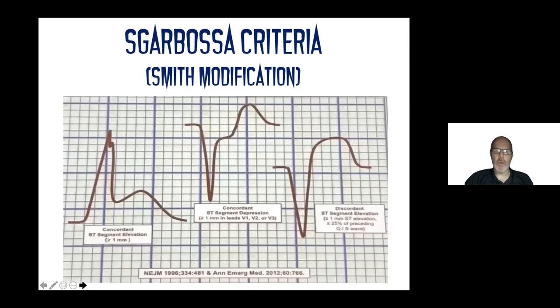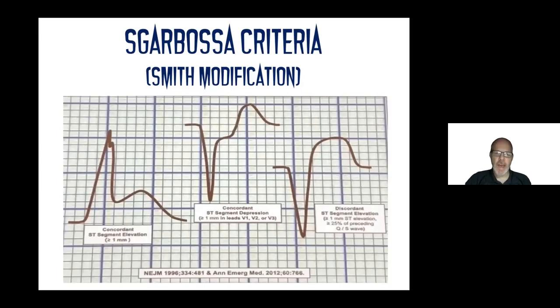So this is what these complexes would look like. So right here, you notice the QRS complex is going up and the ST segment is going up. So the ST segment is concordant with the QRS. They're both pointed up. And in this example, you see probably about 3 millimeters of ST elevation. So that would meet the first Scarboza criteria. That's a very, very specific finding. That patient, in all likelihood, has an underlying culprit artery that needs to be fixed.